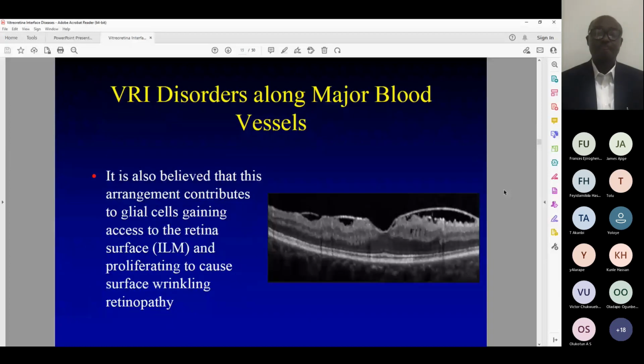Next slide, please. Okay, so VRI disorders along major blood vessels. At the same time, this arrangement contributes to glial cell proliferation, with glial cells gaining access from the retina onto the internal limiting membrane and proliferating to cause surface wrinkling pathologies like epiretinal membrane. So again, because of this gap, glial cells from the retina can actually move inwards and proliferate on the internal limiting membrane. And this is one of the causes of epiretinal membrane formation. Next slide.